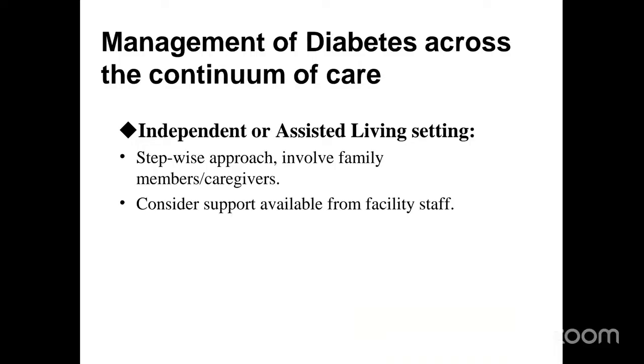Okay. The final part of this session is that we're going to discuss the management of diabetes across the continuum of care. We have many special settings. If the patient is independent or residing in an assisted living setting, we have to use a stepwise approach and involve family members or caregivers. Also, we have to consider support availability from the facility staff.